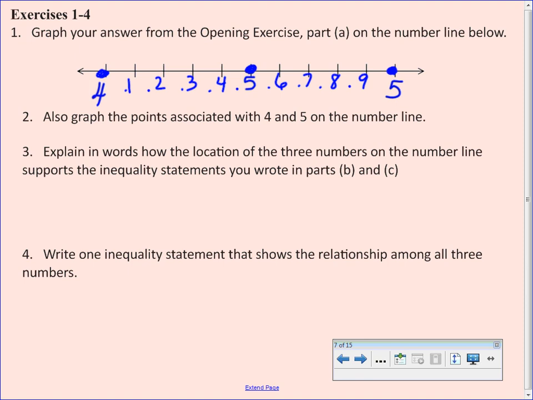So let's explain in words how the location of the three numbers on the number line supports the inequality statements we wrote in B and C. Well, how can we describe our number line? We could start by saying the numbers go from least to greatest.